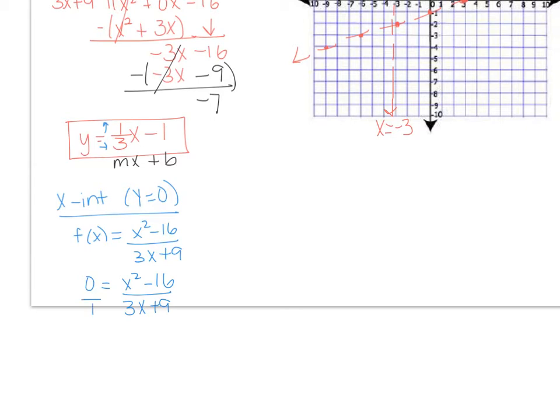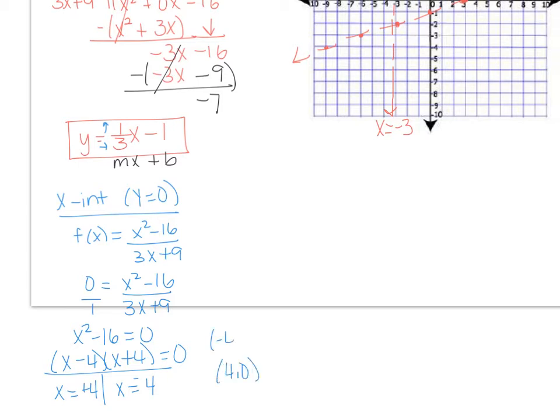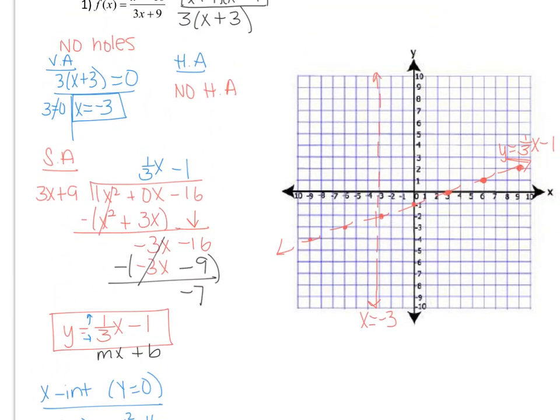Put over 1, cross multiply, factor by dots, t-chart, negative 4 and positive 4. This is positive, that's negative. So remember, x-intercepts are points, so (4, 0) and (-4, 0). So we could actually go ahead and label that. So (-4, 0) and (4, 0). Maybe I'll use a different color. So (-4, 0) and (4, 0).